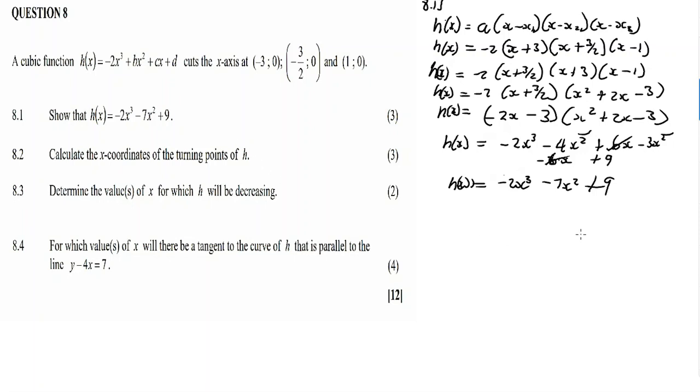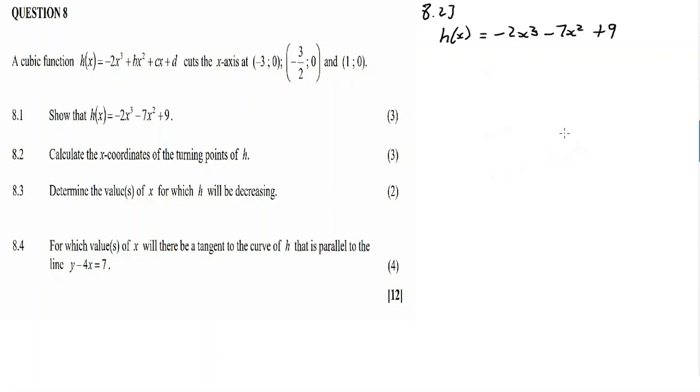Now 8.2. In 8.2 they want us to calculate the x coordinates of the turning points of h. So for the turning points, we calculate from the first derivative: 1 minus 6x squared, negative 7 times 2 is negative 14x, and then this equals 0. Then we equate everything to 0 and then we solve for x.